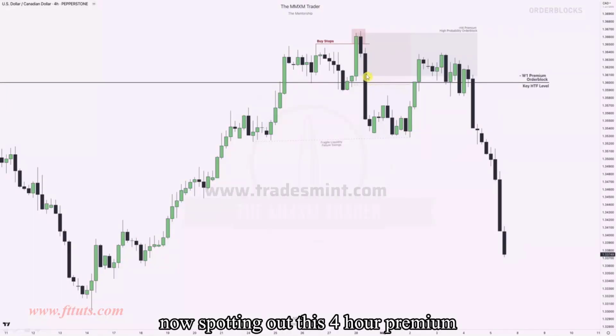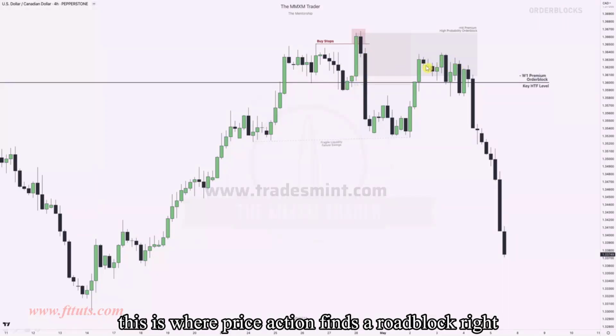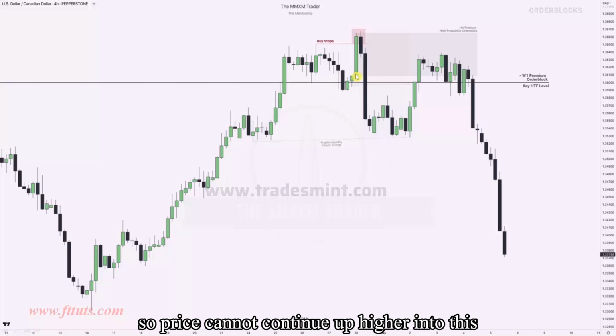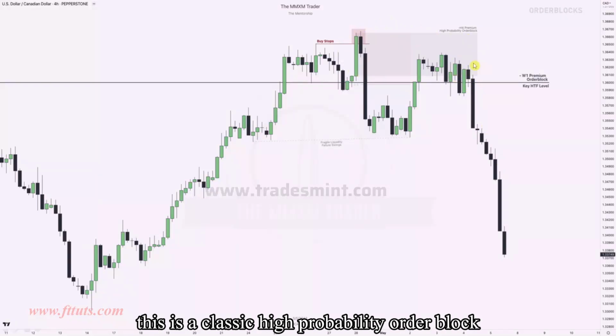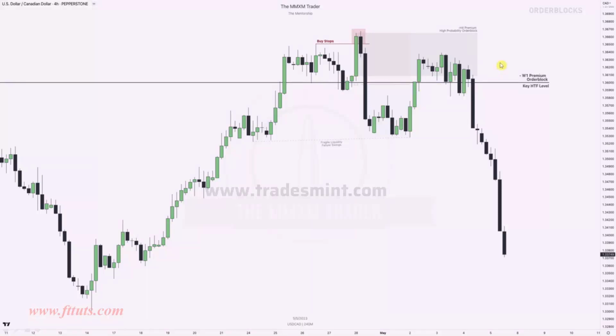Now spotting out this 4-hour premium high probability order block, as outlined earlier, this is where price action finds a roadblock. So price cannot continue up higher into these buy stops up here because we previously already raided it, then broke structure after, and think about the failure swing, engineered liquidity down here. So we retrace back into premium and then continue down lower. This is a classic high probability order block.